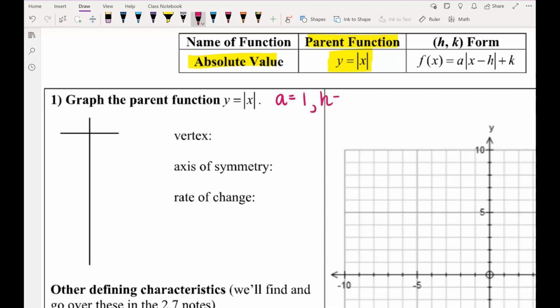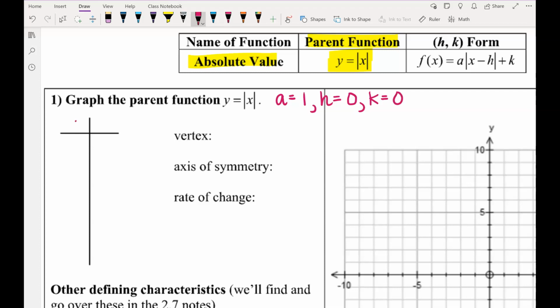What is the H value of the parent? Do we have any adding or subtracting inside? No, so what do we call it? 0. And then the K value, anything outside? No, so it is 0.